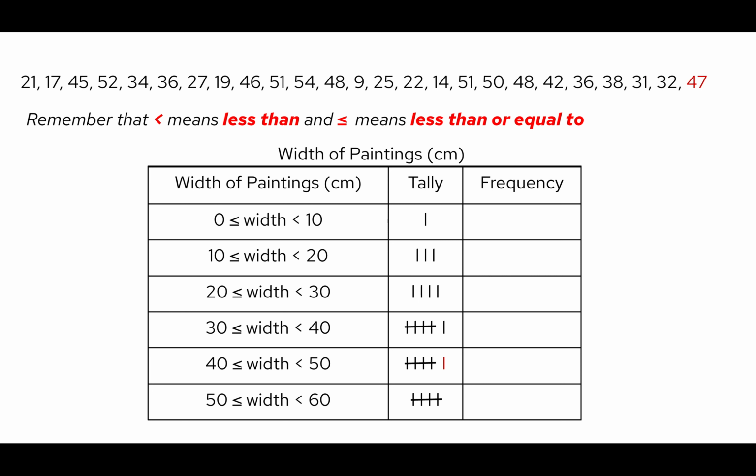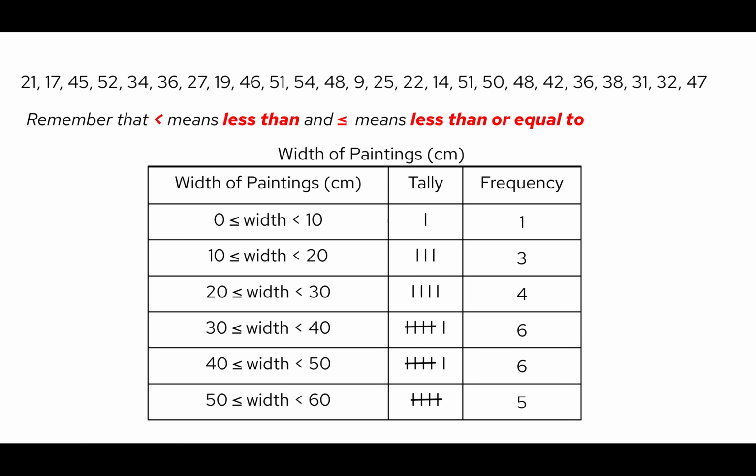So now I'm going to write down the frequency, how often it occurred. So for this first one, I just have one tally mark. So the frequency is 1. There's 3 for the second row, then 4, 6, 6, and lastly 5.